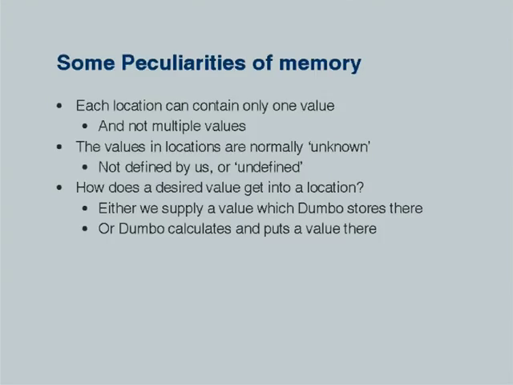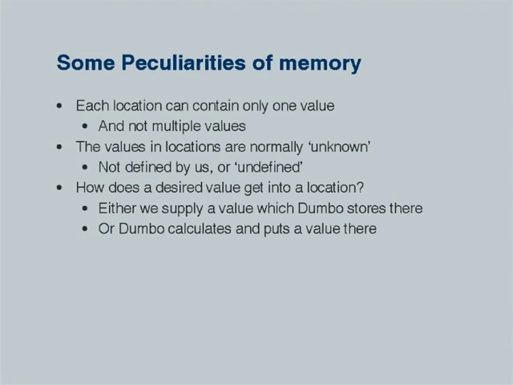So how does a desired value get into a location? A desired value gets into a location in either of the two ways. Either we supply a value which Dumbo stores there in that location, or Dumbo calculates and puts some value there. These are exactly two possible ways in which a desired value can get into a memory location. There's absolutely no third way. No value through black magic can come and sit into a memory location.